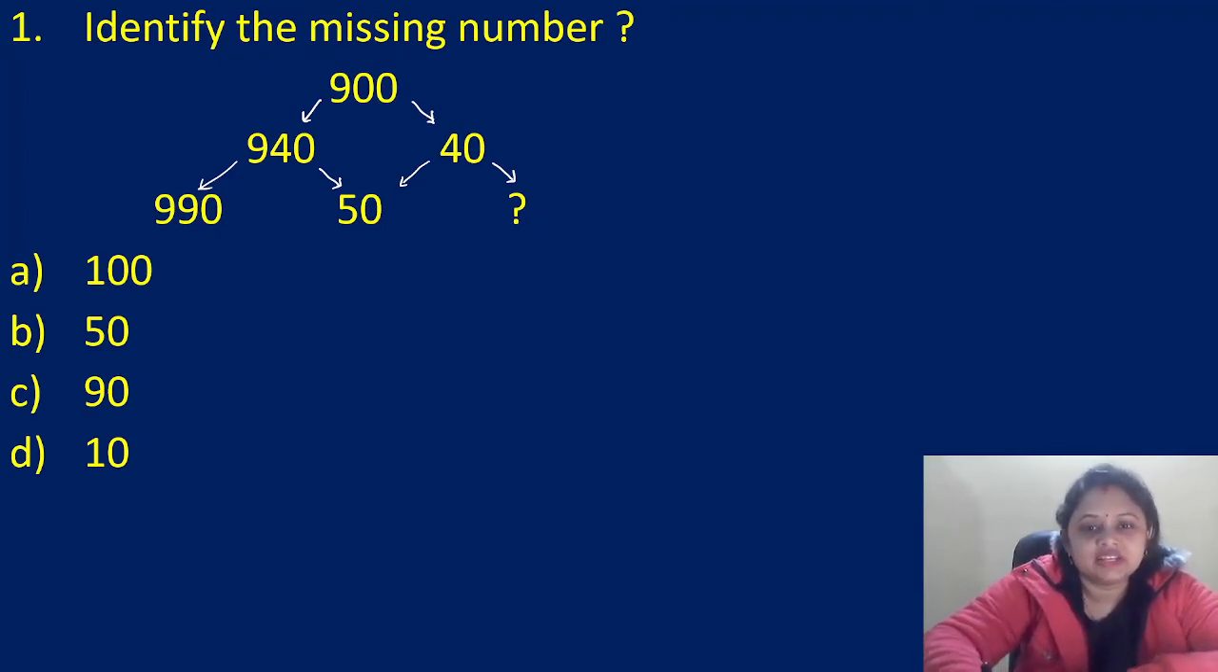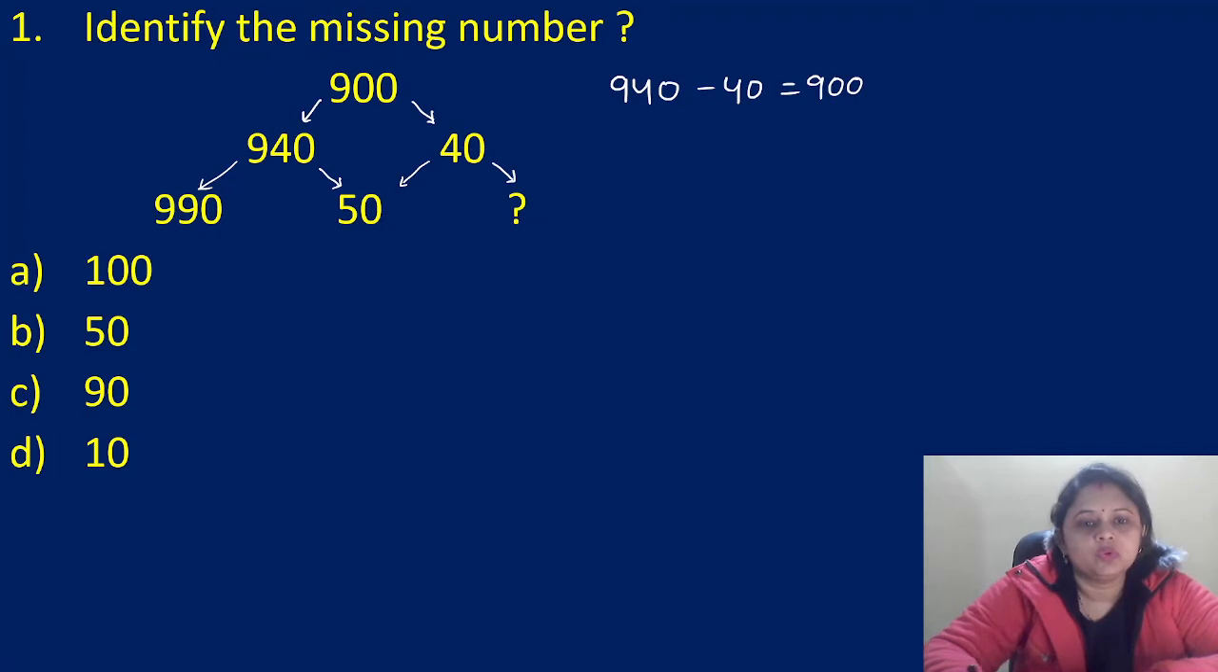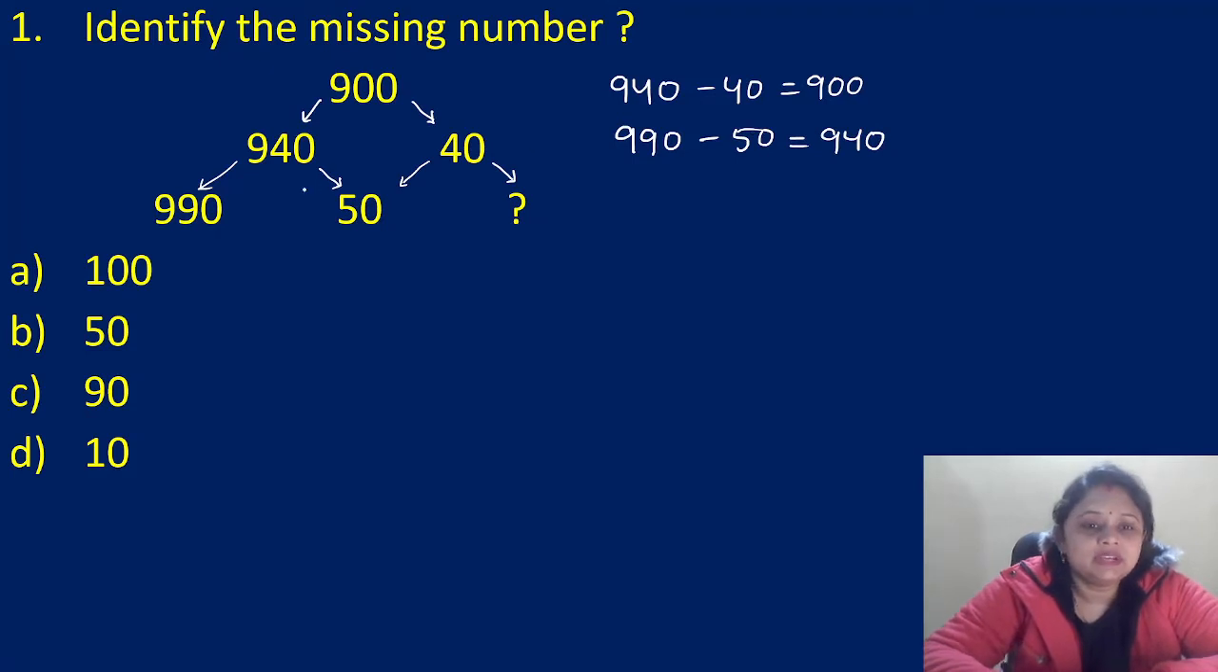The relation is 940 minus 40 equal to 900. Okay, and below 940 what is written? 990 and 50. So can you establish a relationship between them? Yes. What is the relationship? That is 990 minus 50 equal to 940. That means if we subtract the below written numbers, then we will get the number which is written above it.